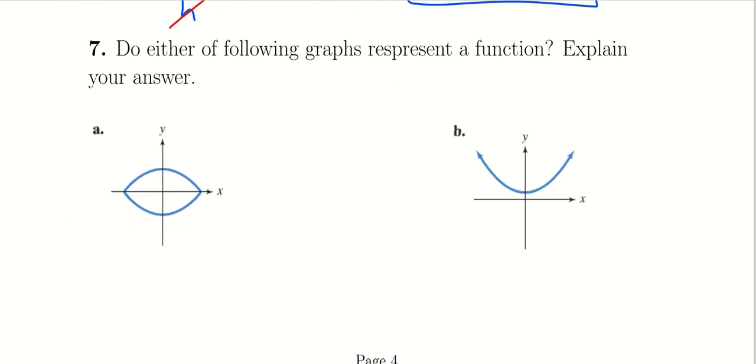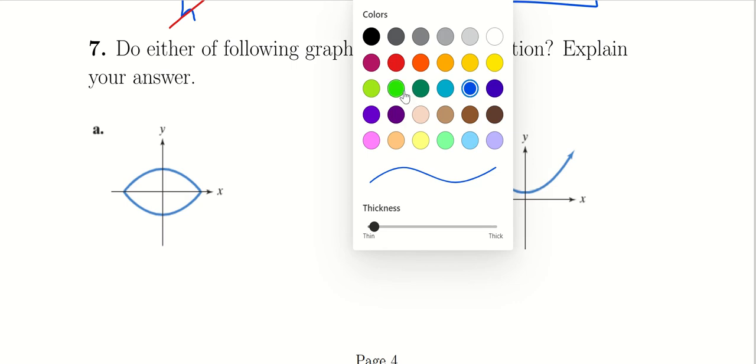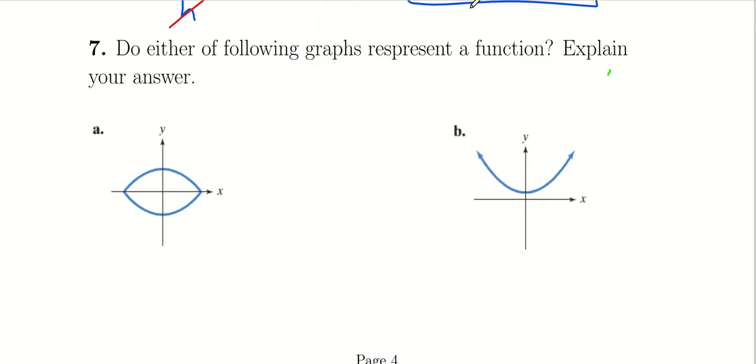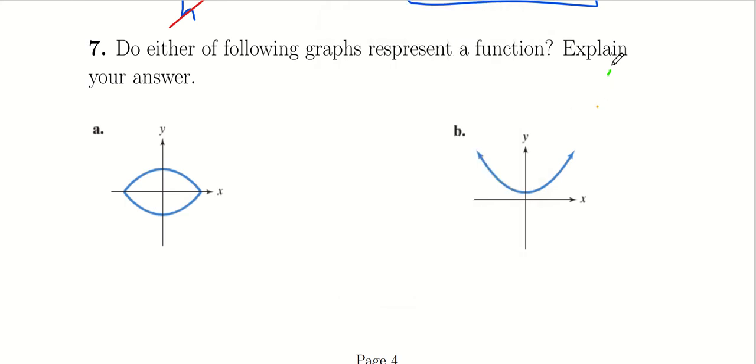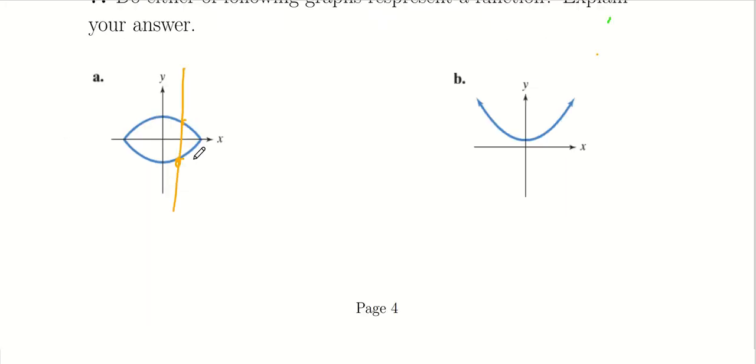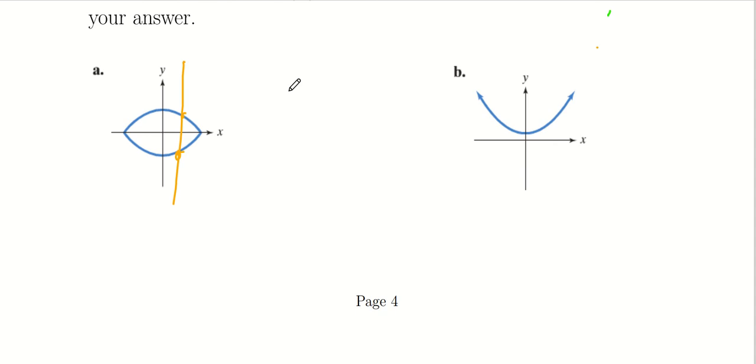In the next question, we have the graphs of some expressions, and we want to know whether or not these graphs represent that of a function or not. Okay, so let's take a look at the first one. The graphical method, the tool that we have for this, was called the vertical line test. Clearly, you can find some vertical lines that will intersect this graph in more than one point. So the conclusion would be no, this graph is not that of a function.